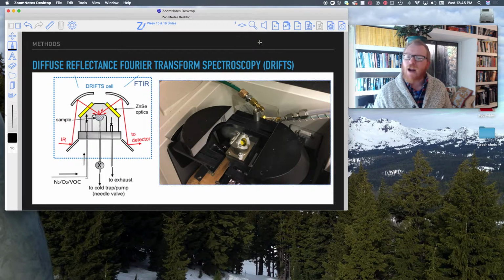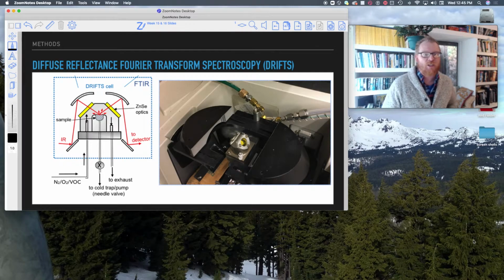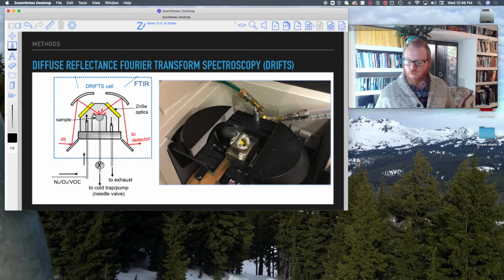But I want to just quickly talk about the research that we do. So we use a technique called diffuse reflectance Fourier transform infrared spectroscopy. So the acronym is DRIFTS. And if your technique has a really cool acronym, then you know it's cool. So in this technique, it's FTIR. It's just a fancy way of doing FTIR.